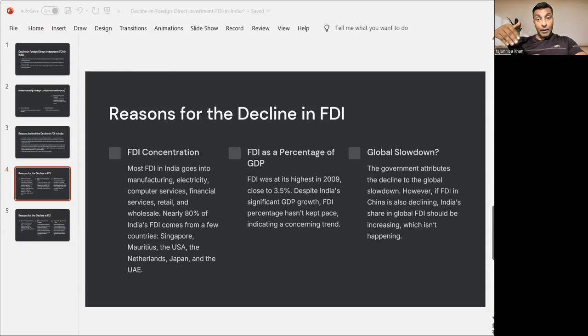Over the years, what happened? India's GDP has grown significantly, and FDI has not kept pace with the growth of our GDP, indicating a concerning trend. The government recently told Parliament that the global slowdown is a major reason for this decline, because we are growing faster and FDI is not catching up with that speed. But if FDI in China is also declining, then India's share in global FDI should be increasing, which is not actually happening, right? So that's the question, and you can come to the next slide.